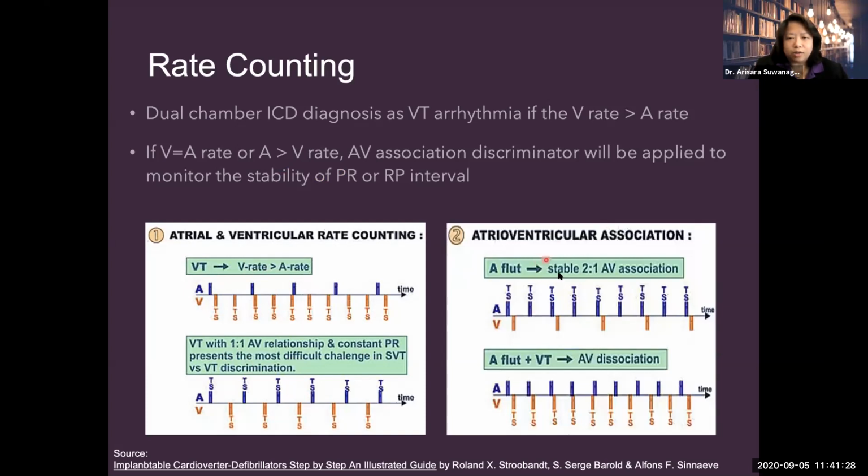For AV dissociation, like this one, the device checks and knows that A is more than V, so it's not going to be VT. But in the case of AFib with RVR, sometimes it's going to be hard to detect whether the rate that matches the criteria is VT or AFib with RVR, and that can cause an inappropriate shock. So if you have a dual chamber ICD, it will be easier for you to have a discriminator in AV dissociation.